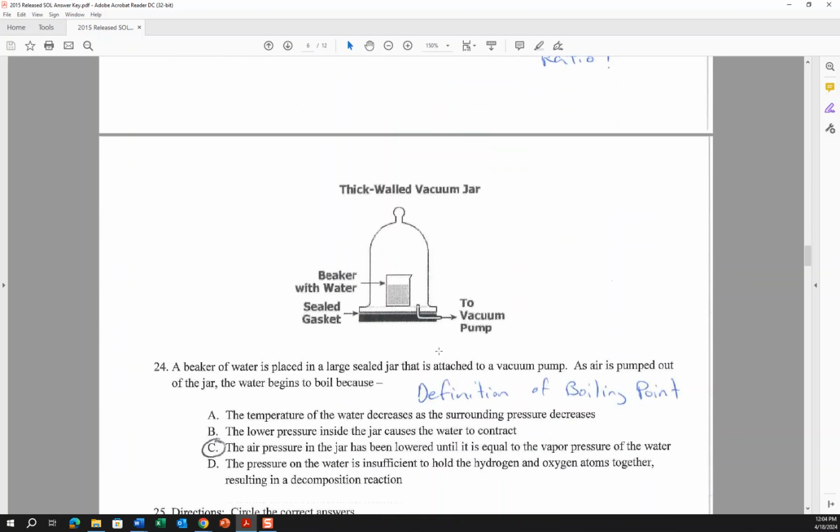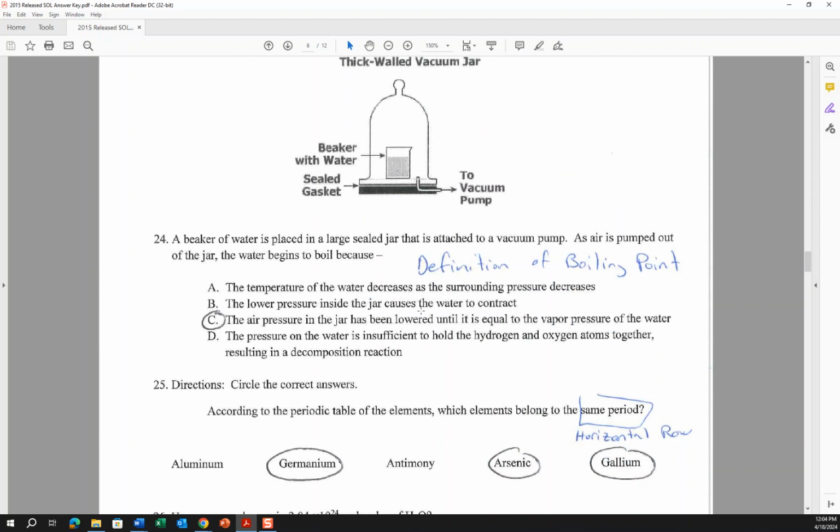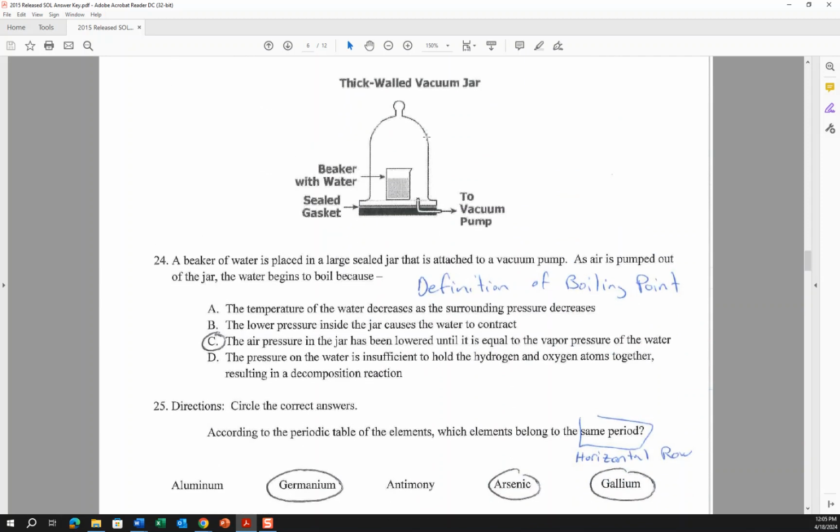All right. So remember, there's two ways to make something boil. You can either heat it up so that its vapor pressure equals the atmospheric pressure, which is usually 1 atmosphere, or you could lower the pressure above the liquid, and therefore it would boil at a lower temperature.